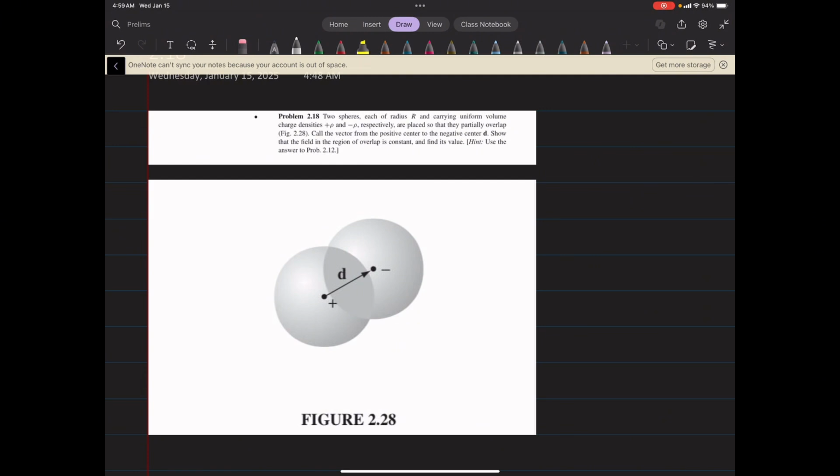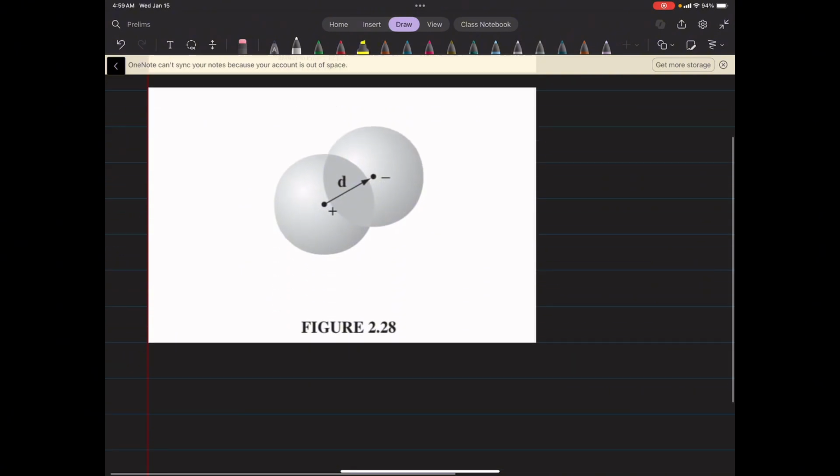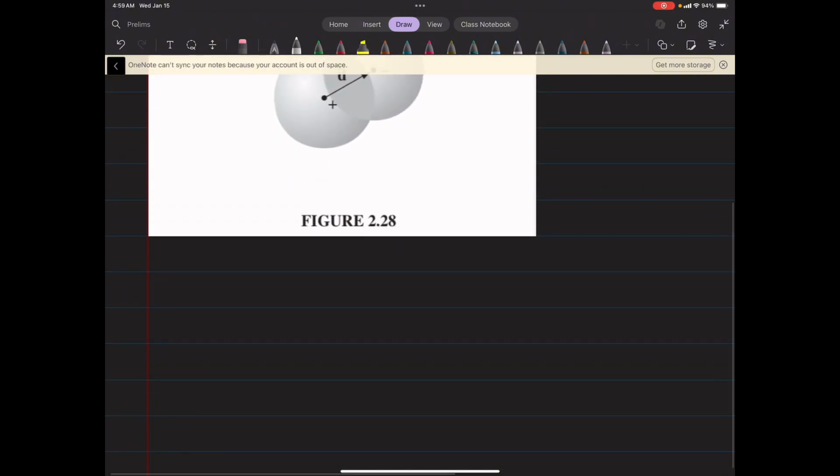Problem 2.12 is another problem worked out on this channel, so if you're not sure about this result, you can check out that video. But the result is that our electric field E is equal to r rho divided by 3 epsilon naught in the r hat direction.